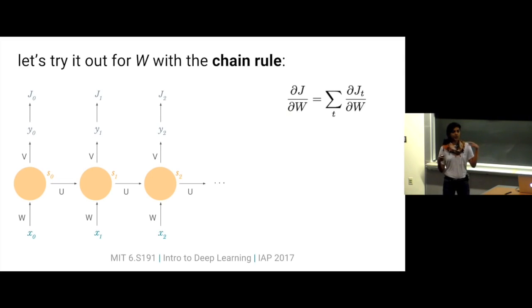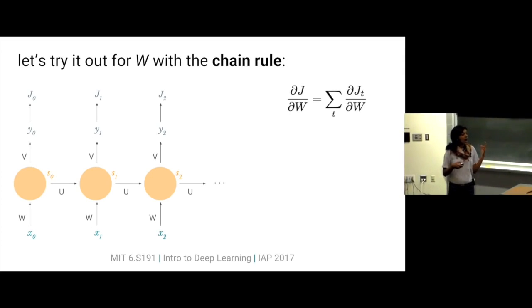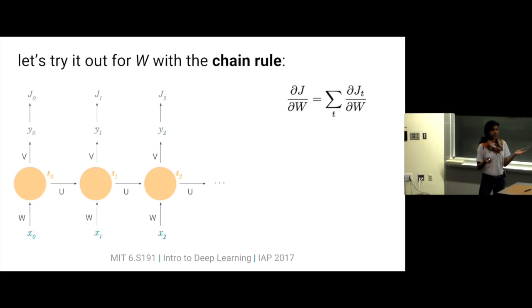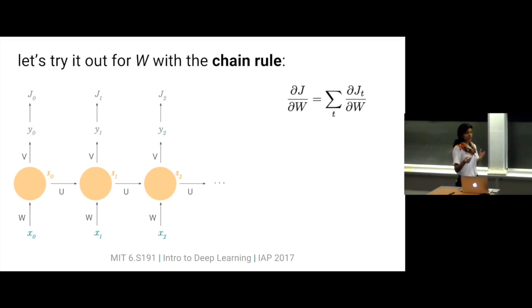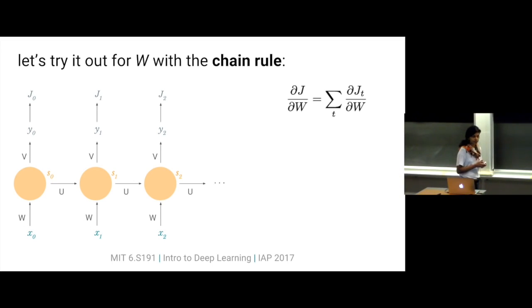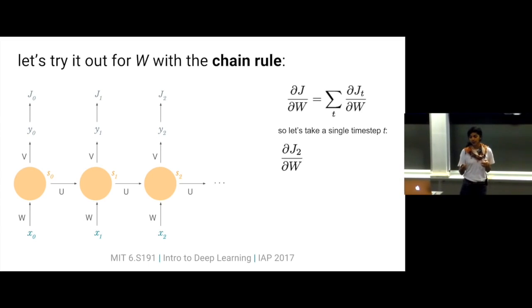So let's walk this through for a particular parameter w. Let's say we want to figure out how we need to change w to make our network better. Well, we want to take the derivative of the loss with respect to w, and we know that's just the sum of the derivatives of the loss at each time step with respect to w. So let's look at a particular time step, let's say time step 2. Like before, all we have to do is use the chain rule.